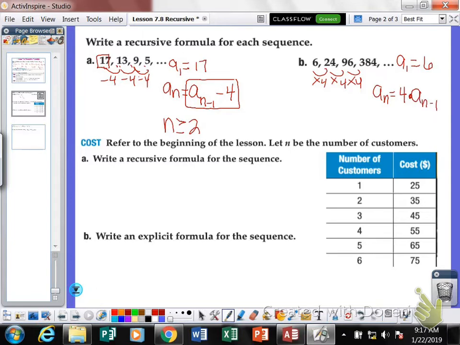Okay, remember that goes down. It's not right beside. It's like a sub. That's why I keep saying a sub n minus 1. So 4 is the common ratio. And then again, I need n is greater than or equal to 2 because I'm starting with the second term because I'm already given the first term.